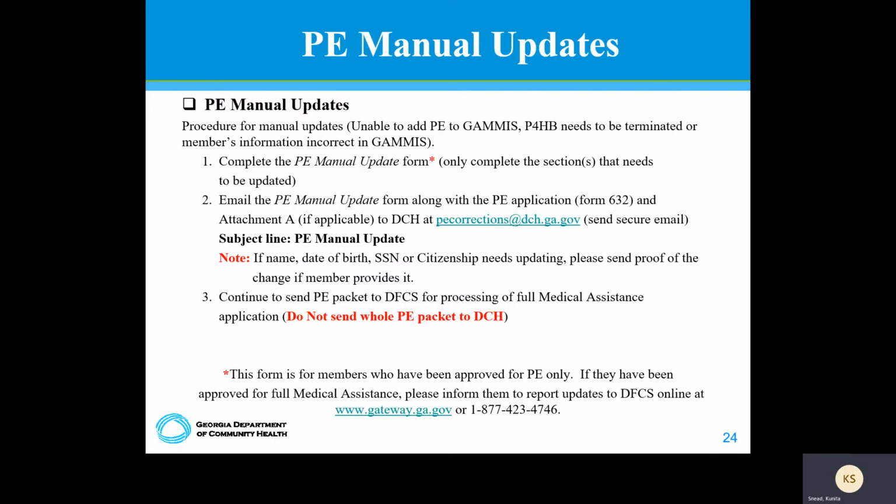So now we're going to get into the PE manual update. When should I complete a PE manual update? If for some reason you're unable to add the PE to GAMUS, and that goes back to the scenario that I gave you, if you're adding the PE to GAMUS, you get this error message saying there's a pregnancy within the last 7 months.